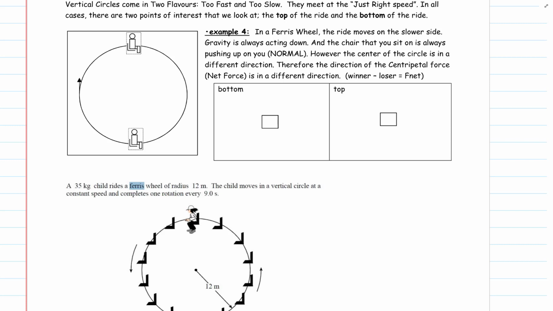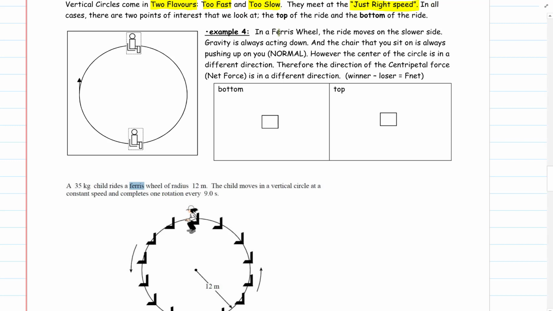Let's do example number 4, which is the vertical circles. Vertical circles come in 2 different flavors, either too fast or too slow. And where they meet, it's just the right speed. Okay? In all cases, there are 2 points of interest in a vertical circle, the top and the bottom.